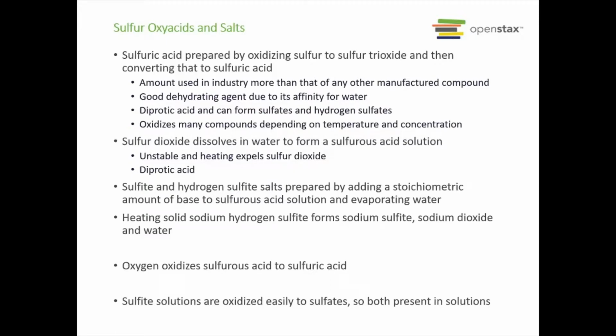Now we have sulfur oxyacids and their salts. Sulfuric acid being one of our biggest ones, and we get this by oxidizing sulfur trioxide and then converting that to sulfuric acid. Sulfuric acid is very popular and used widely in industry, so much so that there's more of it used than any other manufactured compound in industry. It's a very good dehydrating agent because it really does like water, so it'll take it out of something that maybe has some water contamination. It's a diprotic acid that can form salts and hydrogen sulfates.